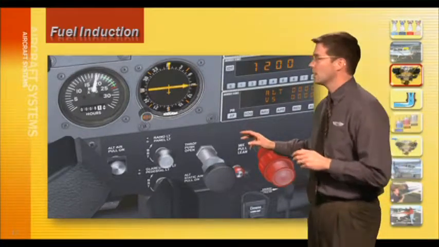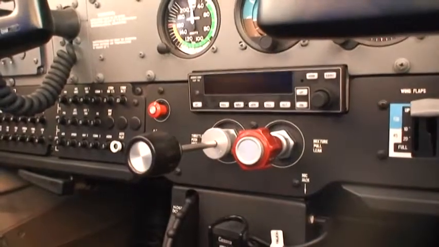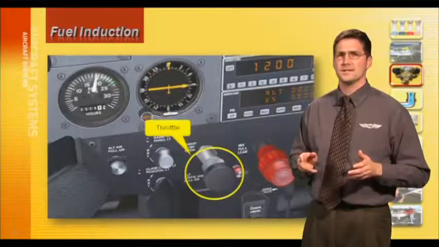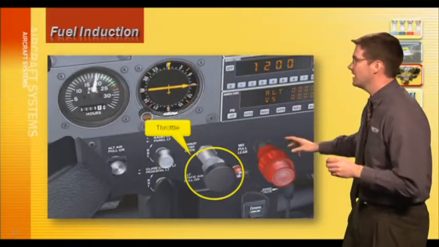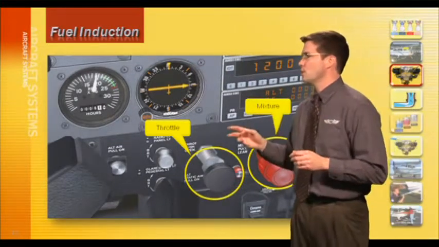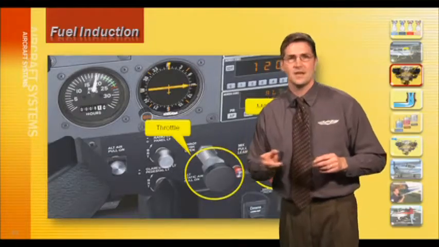The throttle controls the amount of the fuel-air mixture sent to the engine. It is necessary for the pilot to control the ratio of air to fuel in this mixture when climbing or descending. This is done by adjusting the red mixture knob that you see right here. This adjusts the fuel ratio by applying more or less fuel in relation to the given density of air.